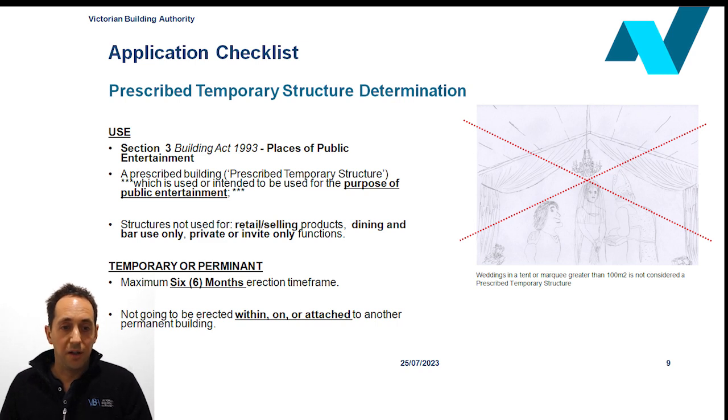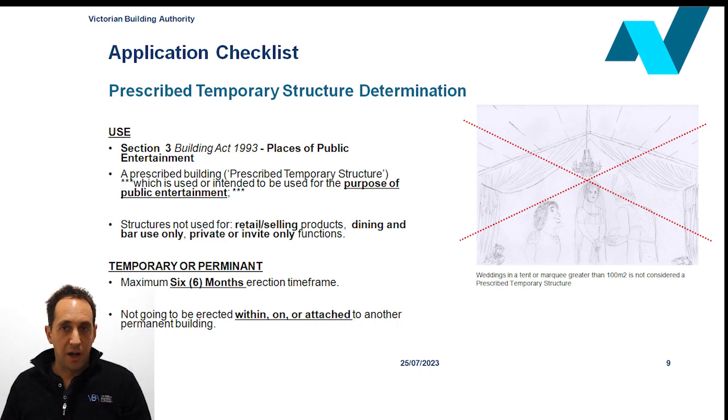Other important notes that need to be considered by the applicant is that the VBA does not consider structures that are erected within, on or attached to a permanent building as prescribed temporary structures. A common situation we often get is applications for marquee shelters that are attached to a permanent seating stand. This is not considered a prescribed temporary structure. If the marquee were to be attached to another seating stand which happened to be a prescribed temporary structure, in that situation we would assess that and a permit would be required.